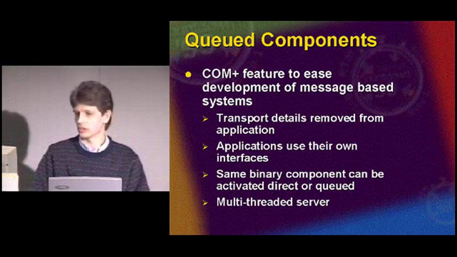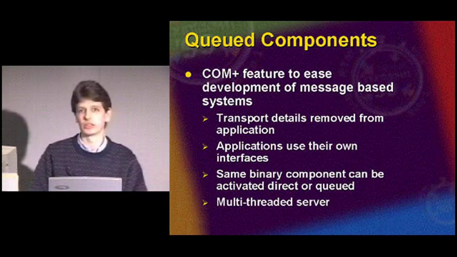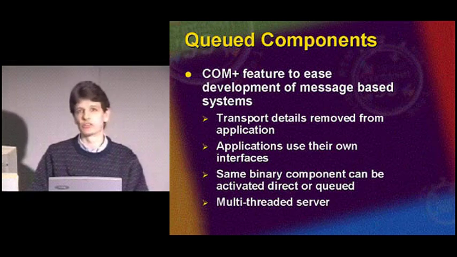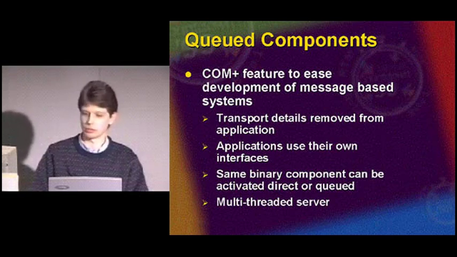And QC also provides the infrastructure necessary to write multi-threaded servers. The messages coming over to the server are picked off the queue and can be run in parallel. So QC provides the necessary infrastructure for a multi-threaded server as part of that mechanism. Under the covers, queued components uses MSMQ as a reliable mechanism for moving messages between systems. And like I say, this is all hidden from the application.